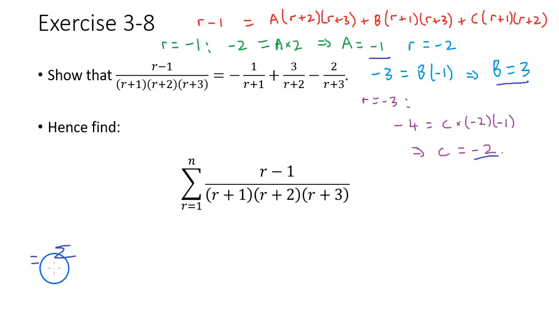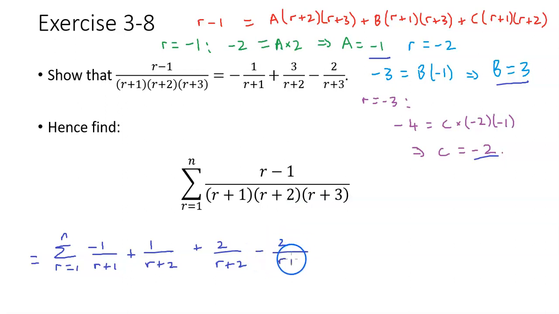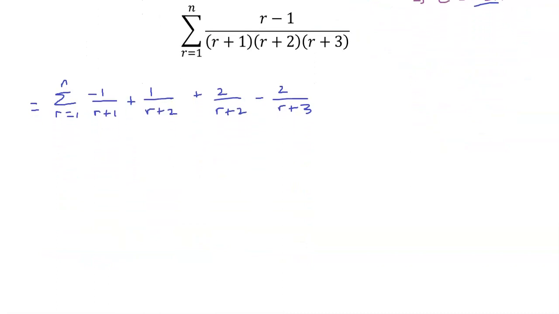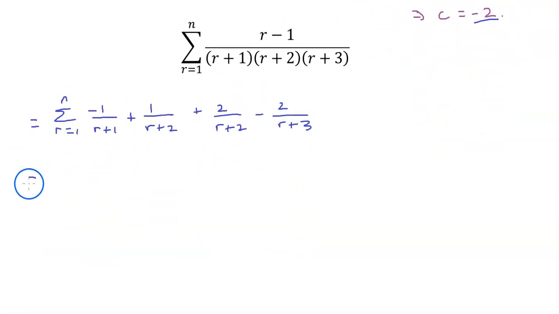So this is equal to the sum from r equals 1 to n of negative 1 divided by (r plus 1). And then we can actually split this thing up in the middle. So plus 1 divided by (r plus 2), and then plus 2 divided by (r plus 2), and then minus 2 divided by (r plus 3). And that is extremely convenient because now we can write it in this form.